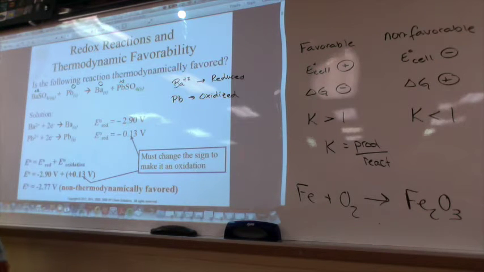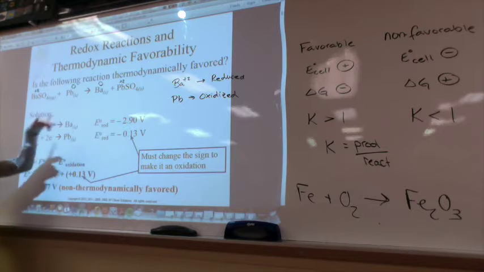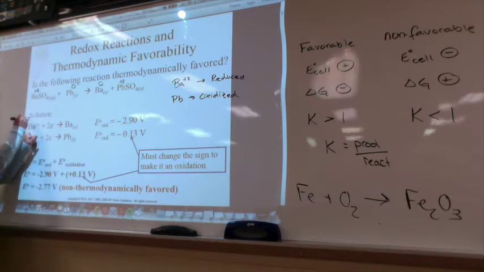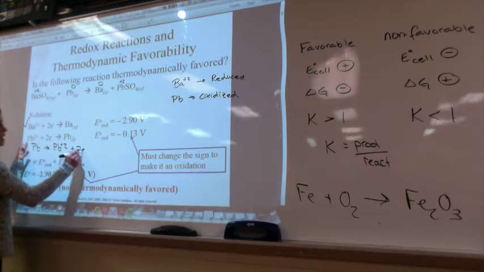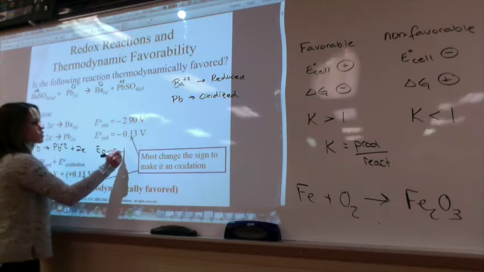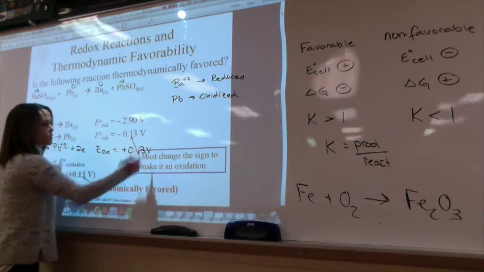All right, so we want to see if this is actually going to occur. So if I said that barium is going to be reduced, then I'm going to use this as my reduction, right? And I told myself that lead's being oxidized, so technically I'm going to flip this because this is the oxidation reaction, and then I'm going to flip my oxidation to be positive 0.13 volts. Agreed?